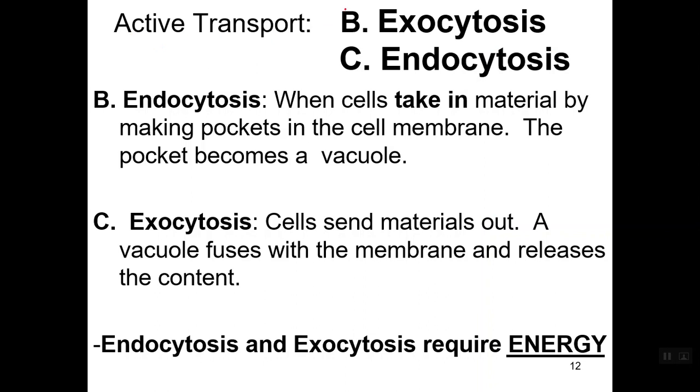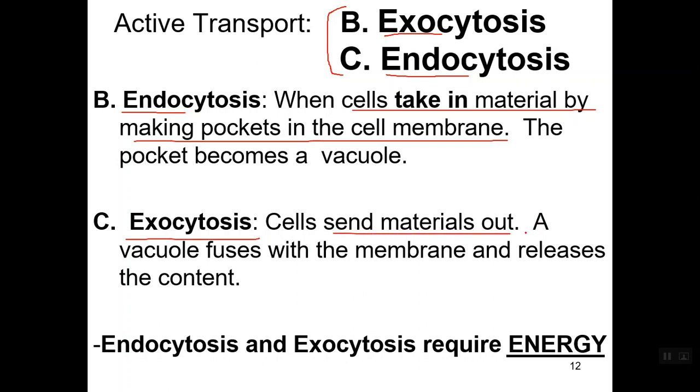Let's look at active transport's last 2 examples, and then we'll wrap up. Endo and exocytosis. So endocytosis first. I swapped these, that's okay. When a cell takes in material by making pockets in the cell membrane, those pockets then become vacuoles and potentially lysosomes if you're in an animal cell. Exocytosis is the reverse. Cells send materials out. A vacuole fuses with the membrane and releases the content. And again, both of these require energy, and they are both active transport.